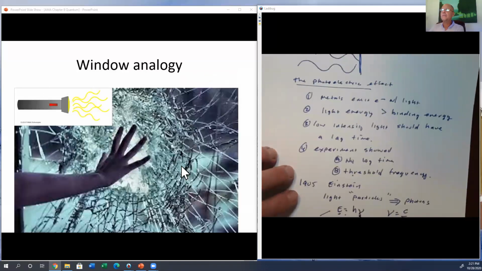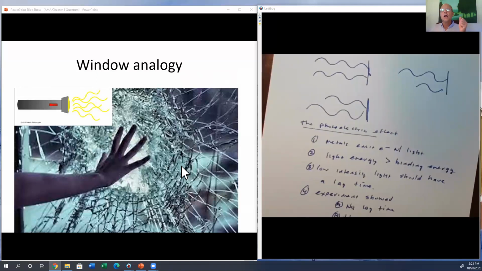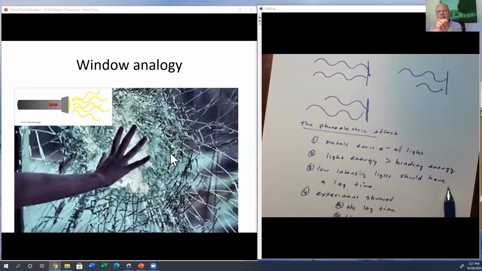Now, let me just give you an analogy. Low frequency light would be kind of like throwing ping pong balls at a sheet of glass. If you throw ping pong balls at a sheet of glass, does it matter how intense the light is? In other words, does it matter how many ping pong balls you throw? Not really. You can't throw enough ping pong balls to break the glass. Why is that? Because no individual ping pong ball has enough energy to break the glass. But now what if you start throwing baseballs at a plate of glass? Then each individual baseball has enough energy to break it.